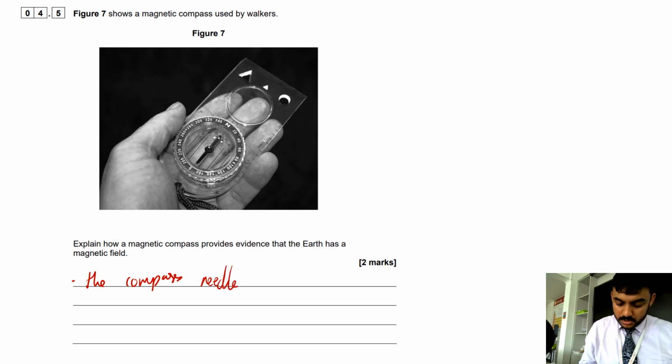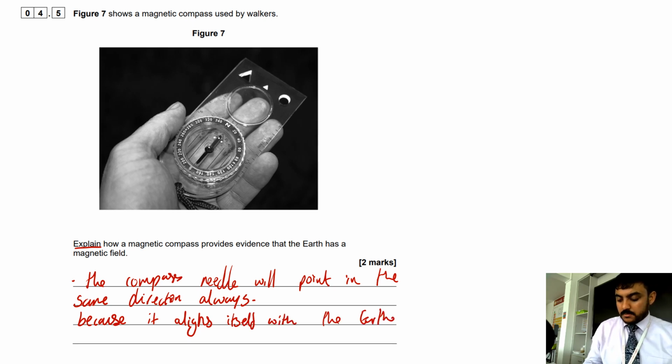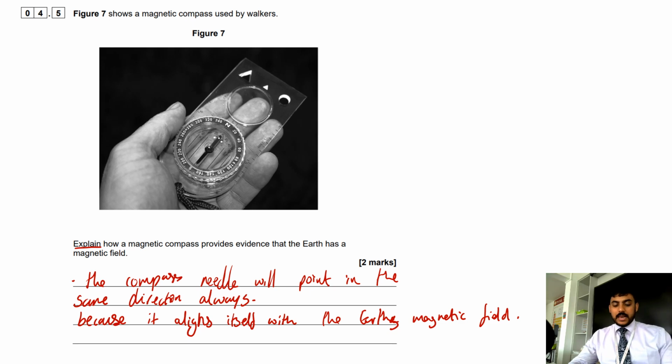So what will happen is the compass needle will point in the same direction always, because it's an explain question, because it aligns itself with the Earth's magnetic field. Now, if the Earth didn't have a magnetic field, it wouldn't align itself.